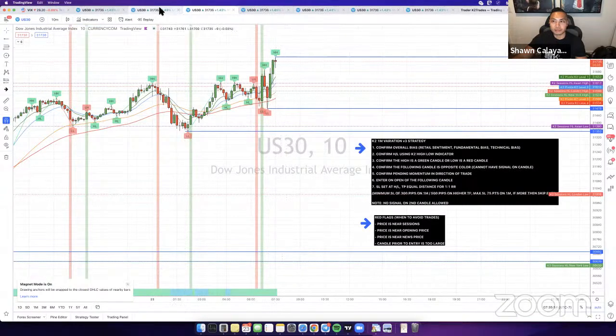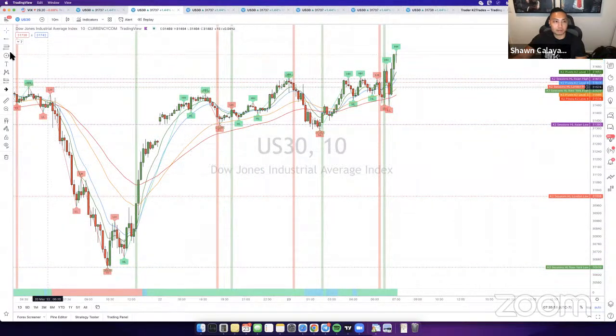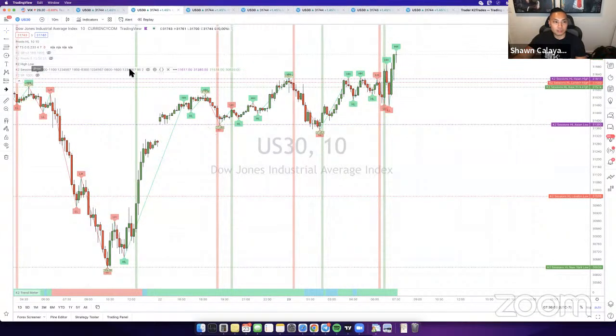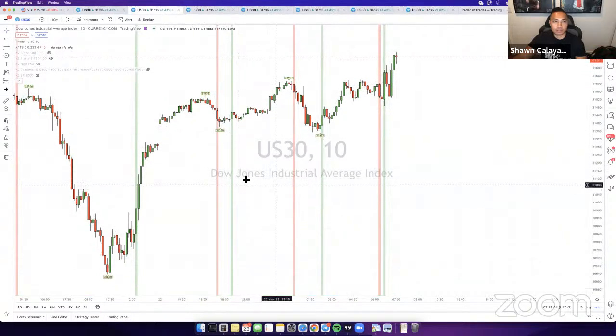And I'm getting mixed up with this. I keep forgetting I have a different chart here, so I'm going to take this off. This was mainly for the daily entry, so I'm just going to take everything off this chart. It's basically the clean chart for the 10-minute.